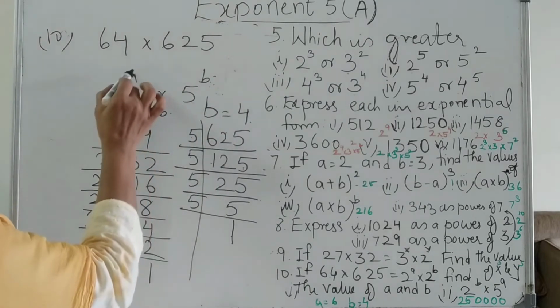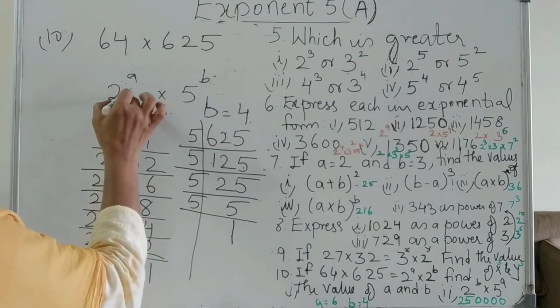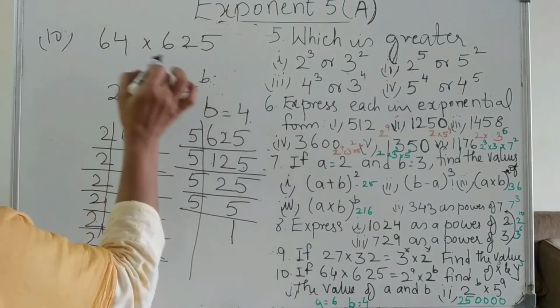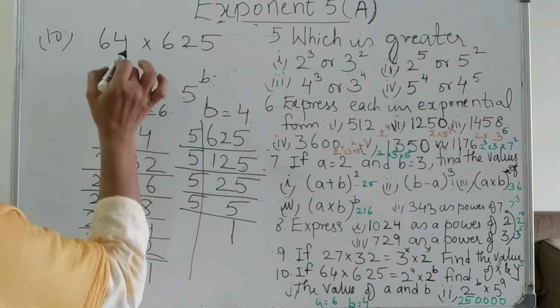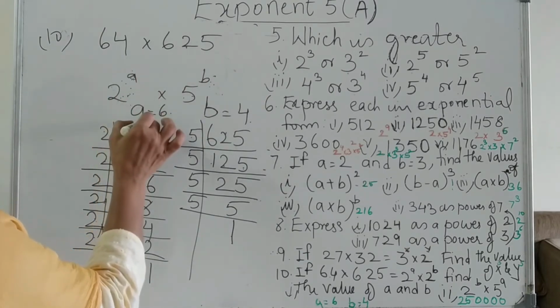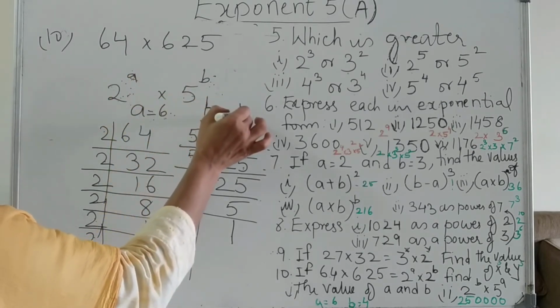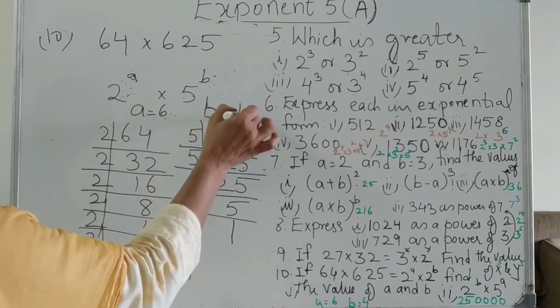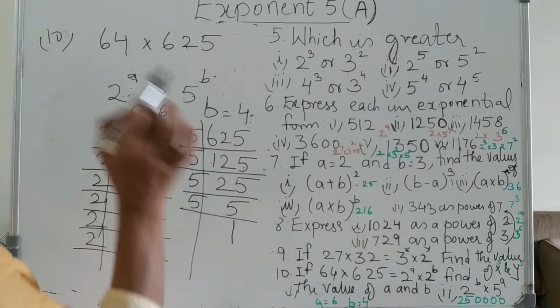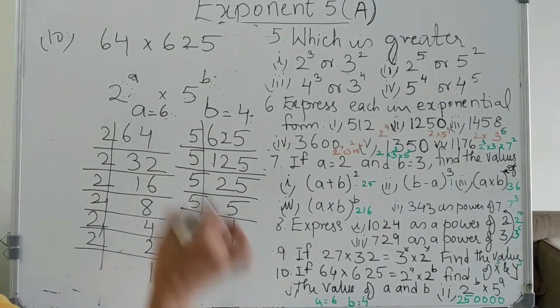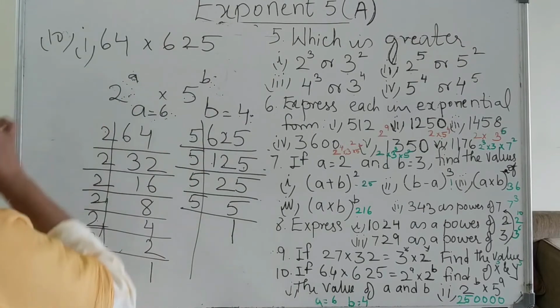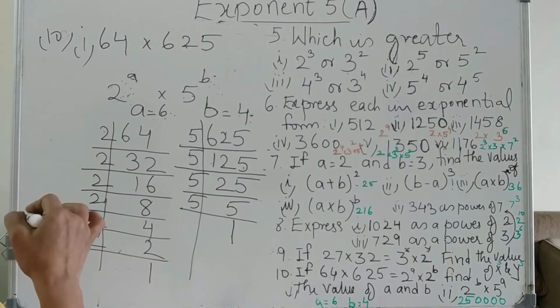So what do we have to find here? Base is given, 2 is given, 5 is given. What we have to find is the exponent. So A is equal to 6, and B is equal to 4. So this was the 10th first sum and now we will be doing the second sum.